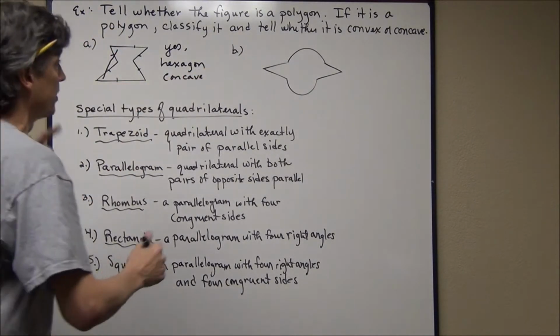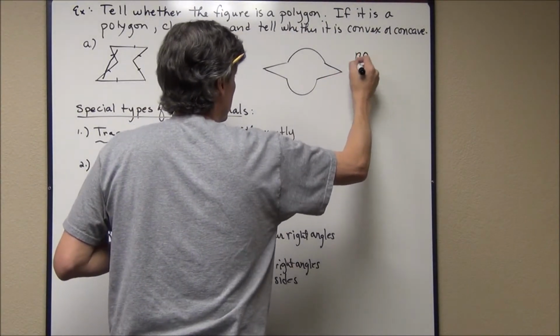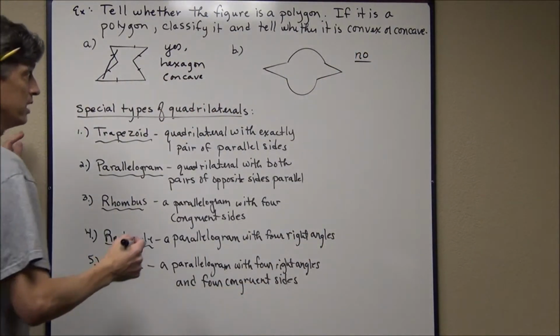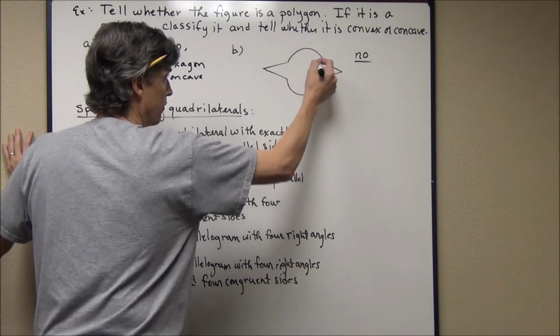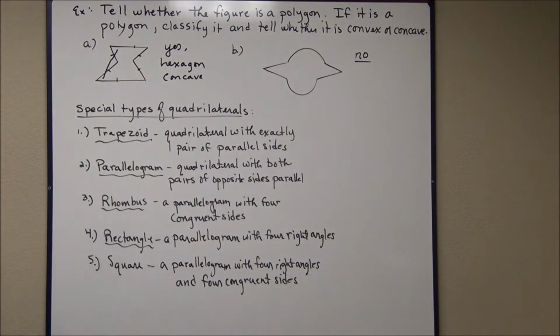This example here is not a polygon. And the reason it's not is even though it has some line segments here, it also has curves here, and that means it is not a polygon, so I don't have to go any further than that.